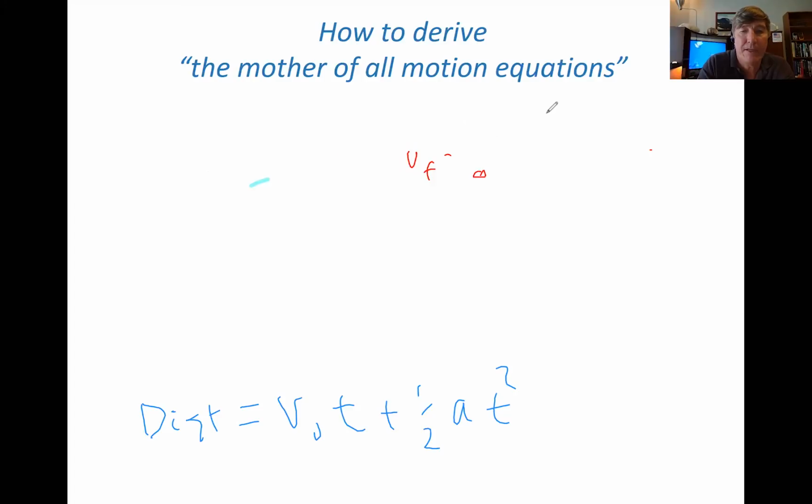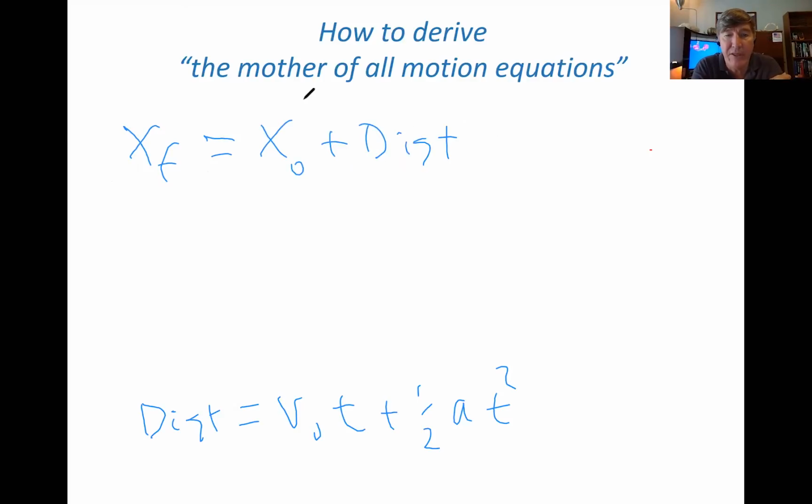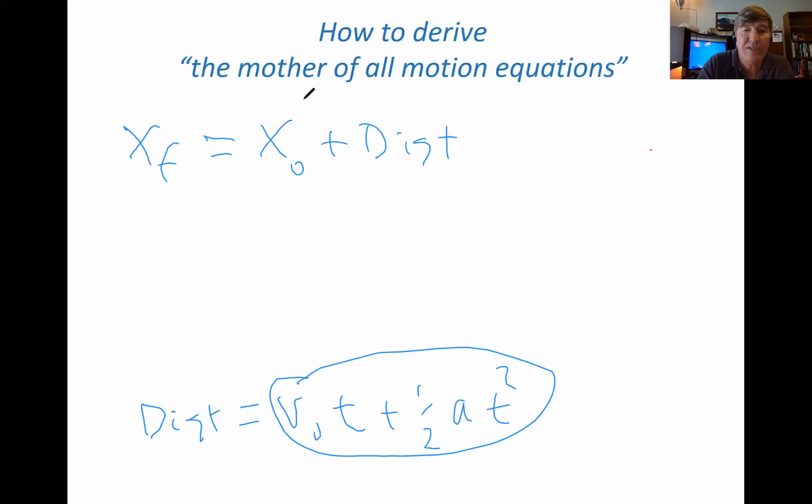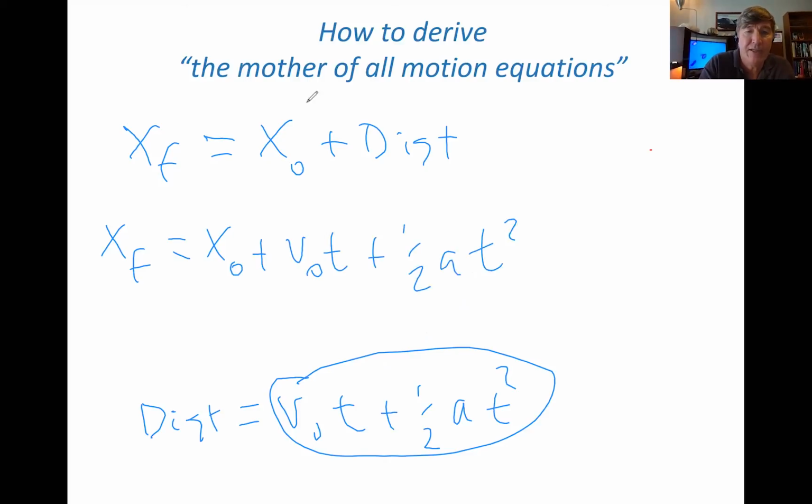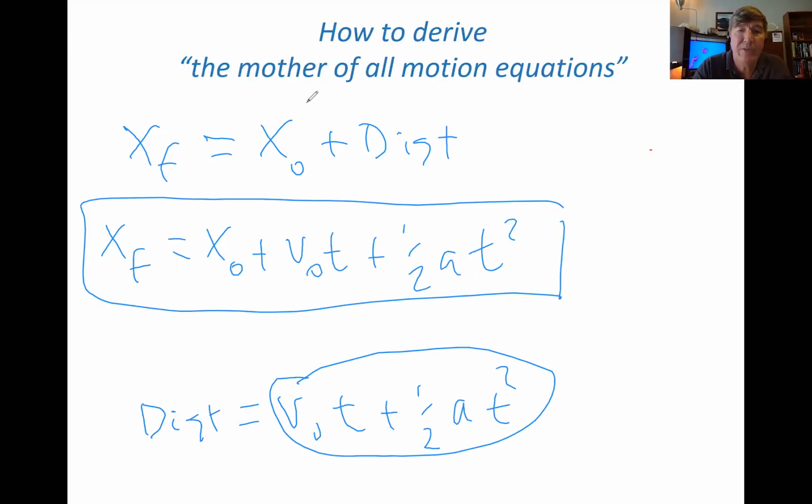Okay. All right. So now, what I'm going to do is hopefully easy to understand. If I want to know my x final, do you agree that it's going to equal whatever my initial position was plus whatever distance I moved during the time interval? So x final equals x initial plus this, which is v naught t plus 1/2 at squared. There you go. That is the mother of all motion equations.